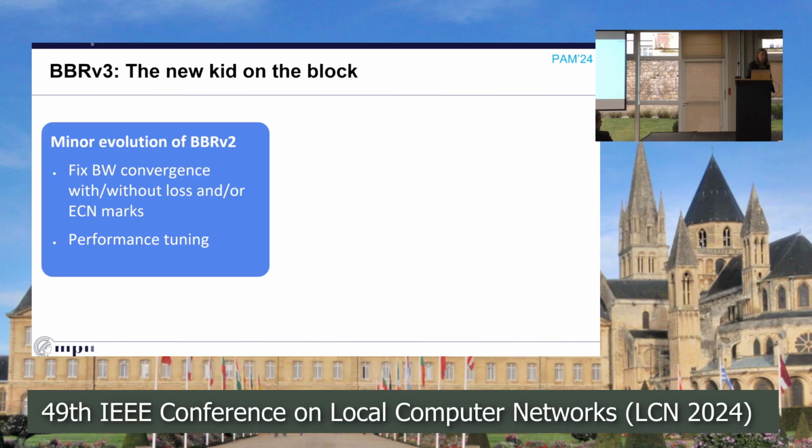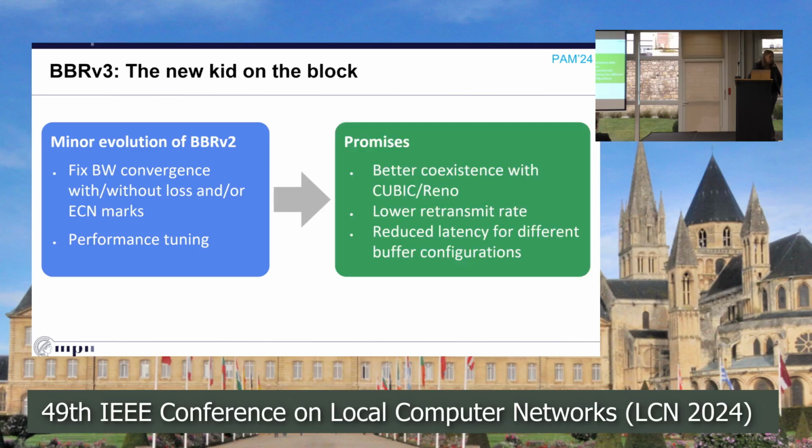It's supposed to fix bandwidth convergence, with and without loss and or ECN marks. And it's supposed to be performance tuning. Supposedly it has better coexistence with cubic and Reno, lower retransmission rate, and reduced latencies for different buffer configurations. Those are the promises that Google comes up with. And we decided to check this.